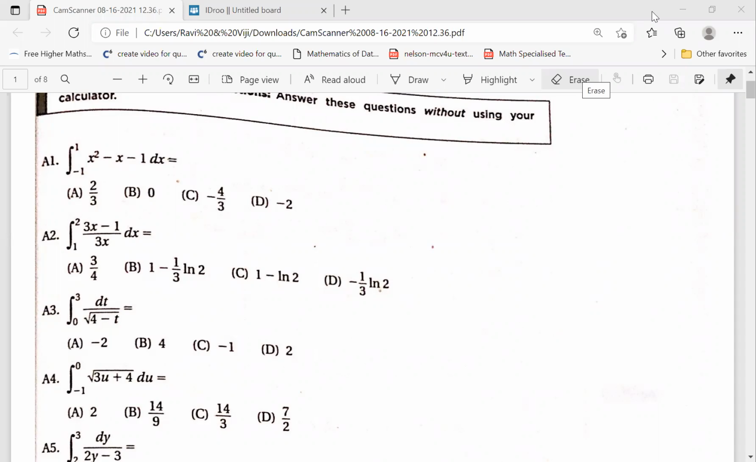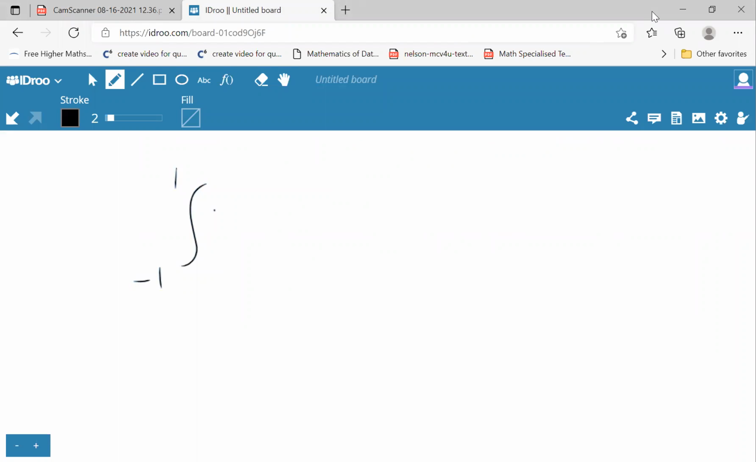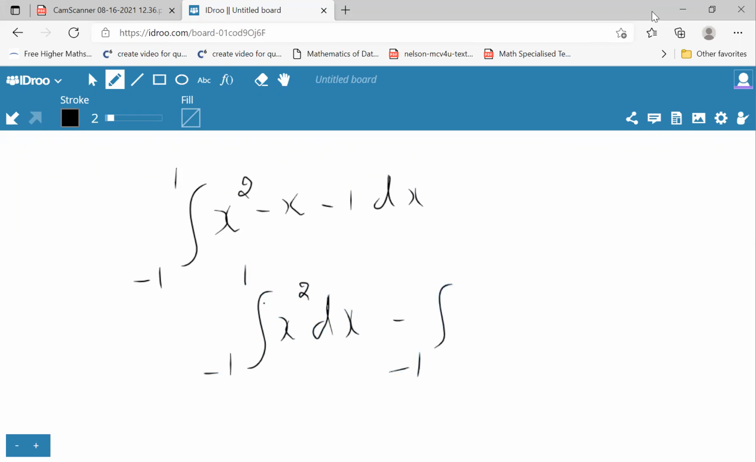Question number 1, integration of minus 1 to 1 of x squared minus x minus 1 dx. So on integrating, you can integrate this separately. That would give you integration of x squared from minus 1 to 1 dx, minus integration of minus 1 to 1 x dx, minus integration of minus 1 to 1 dx.